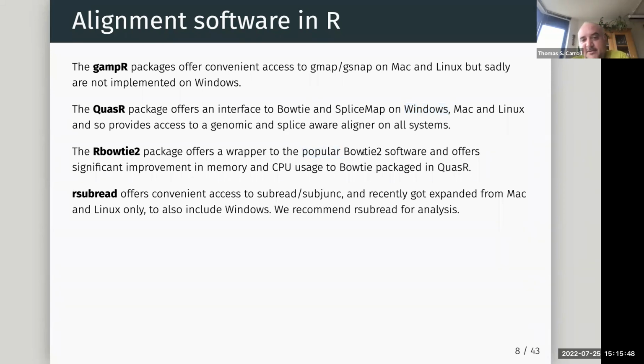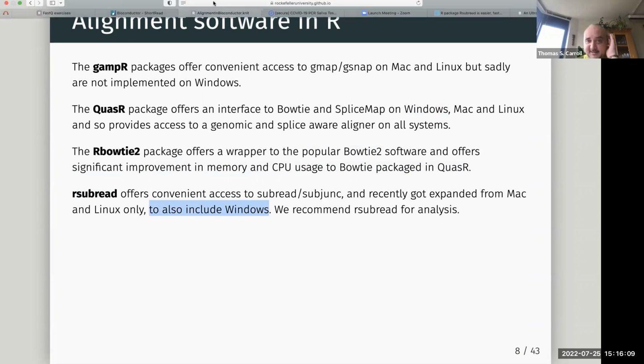Rbowtie2 offers a wrapper to Bowtie 2 software, and was actually a significant improvement over the Bowtie, which was packaged in QuasR. And then Rsubread, very handily, has just been updated to be included on Windows. Use this on Windows, and it is our recommendation for analysis.